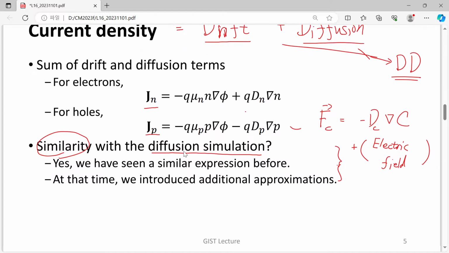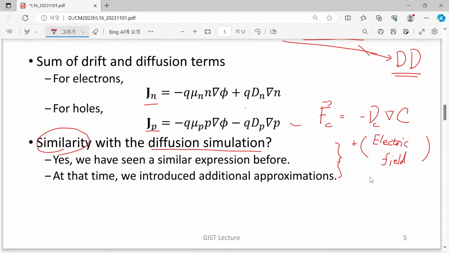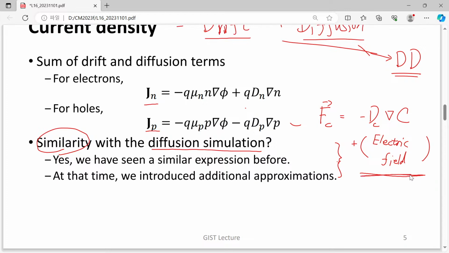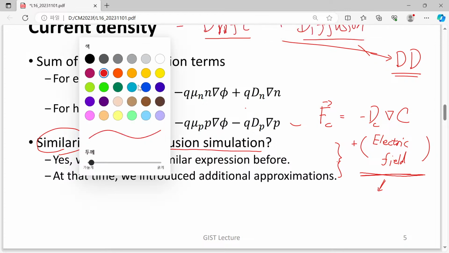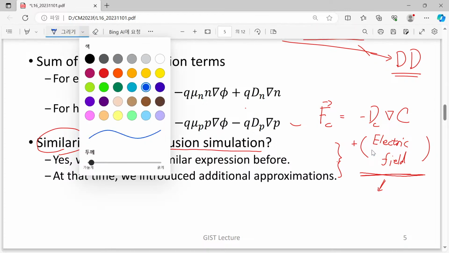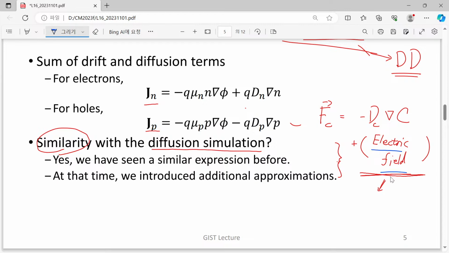But I have to admit that our previous approach for this electric field treatment was quite crude. So do you remember this one? How did we consider this electric field? The electric field was just represented as the gradient of electrostatic potential. It is not an approximation.